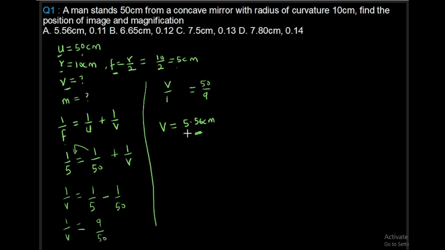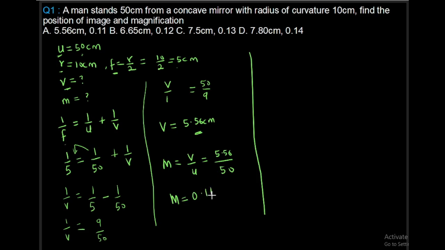Now the next part of the question says you should calculate magnification. We already know that magnification, as treated earlier, is equal to image distance over object distance. Now the image distance is 5.56 all over the object distance, which is 50. If we divide this by 50, we're going to have magnification equal to 0.11.